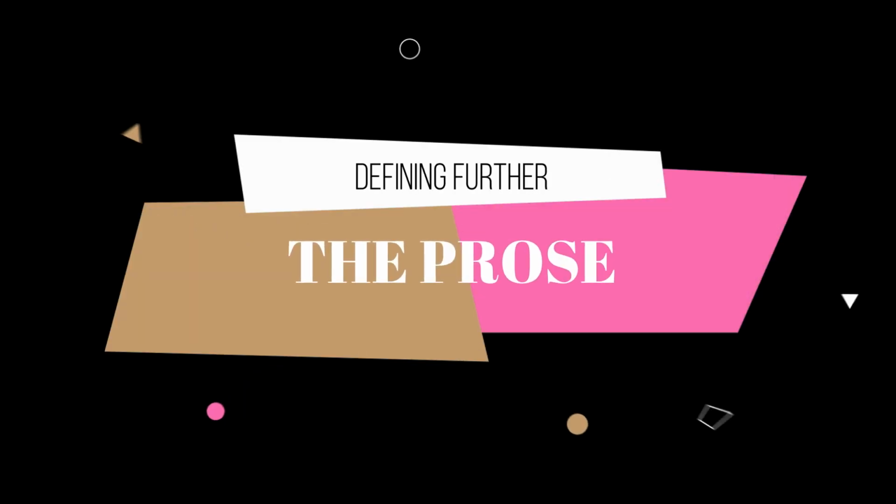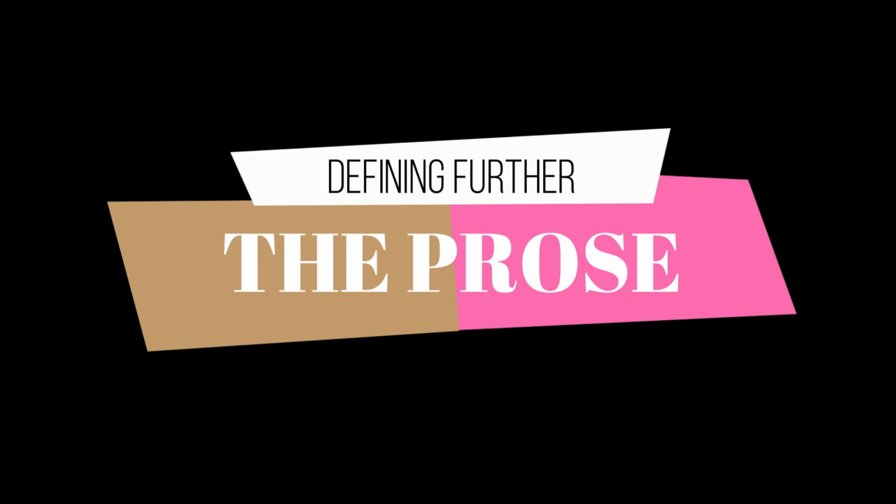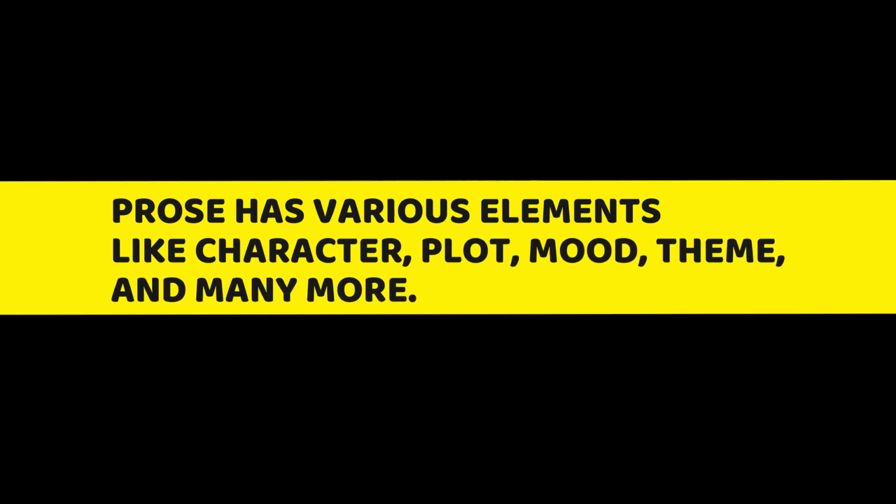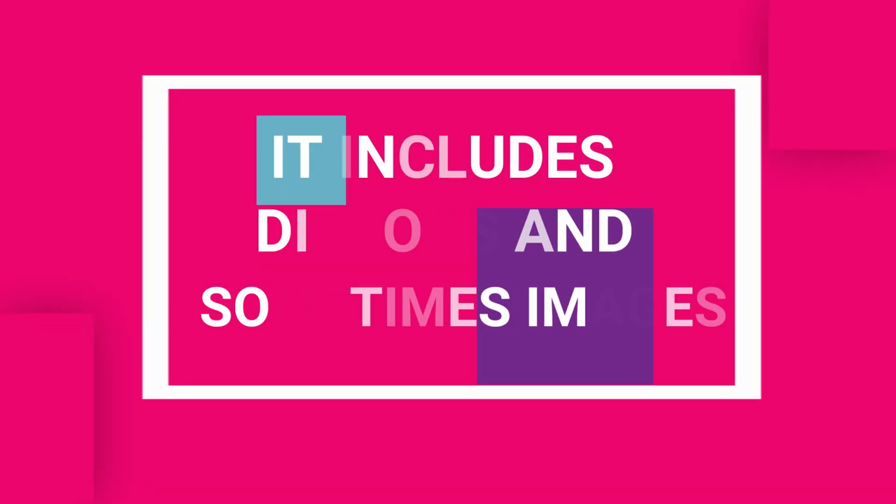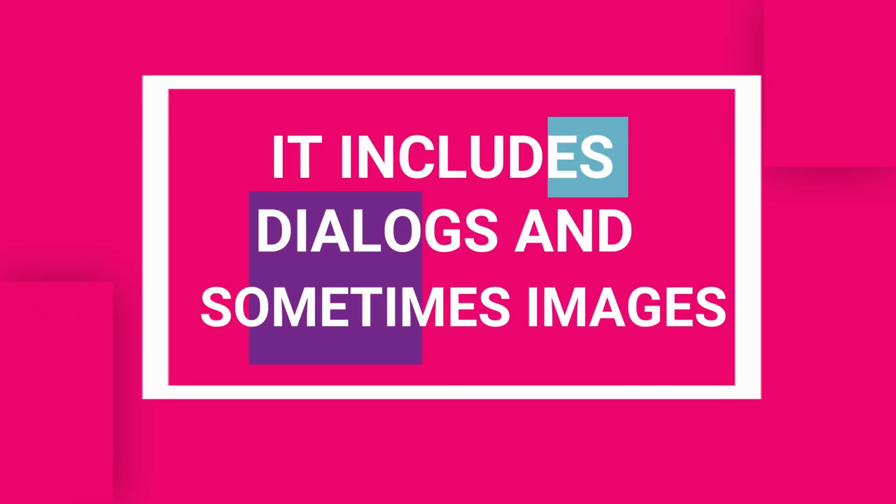And those are the differences between prose and poetry. And to further give you ideas about prose, prose is an ordinary writing style in literature, which encompasses characters, plot, mood, theme, the point of view, setting, and many more, making it a distinctive form of language. It is known using grammatical sentences, which form a paragraph. It may also include dialogues and is sometimes supported by images but does not have a metrical structure.